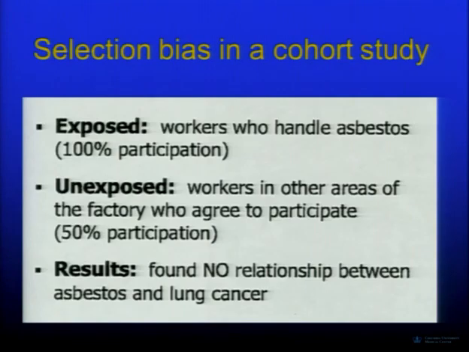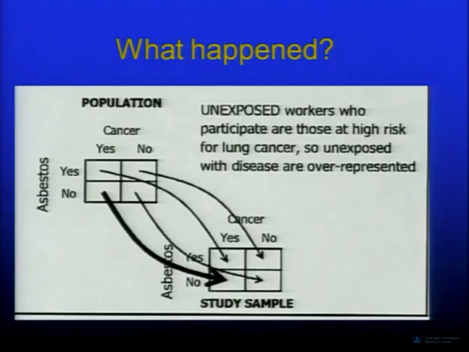So for example, selection bias in a cohort study: exposed was anyone who handled asbestos. 100% of those people participated. Unexposed were workers in other areas who agreed to participate, and they found no relationship between asbestos and lung cancer. But the problem is that maybe the people that were unexposed selected to come into the study because they were at higher risk, and that would nullify the results. So you always have to be aware of bias and think through whether there is a potential for bias.